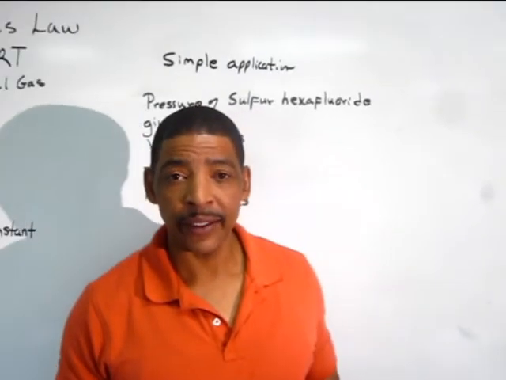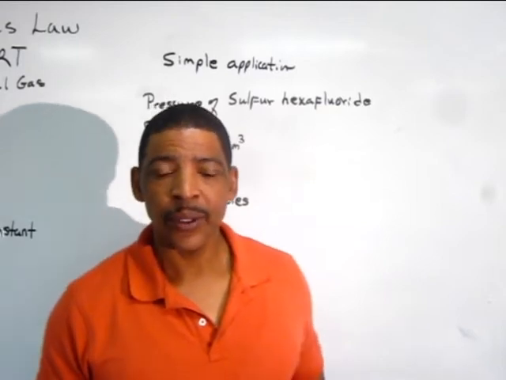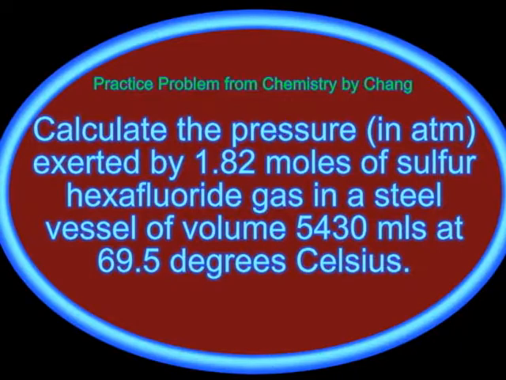Now let's apply the ideal gas equation to an actual practice problem. Consider the following. Calculate the pressure in atmospheres exerted by 1.82 moles of sulfur hexafluoride gas in a steel vessel with a volume of 5,430 milliliters at 69.5 degrees Celsius.